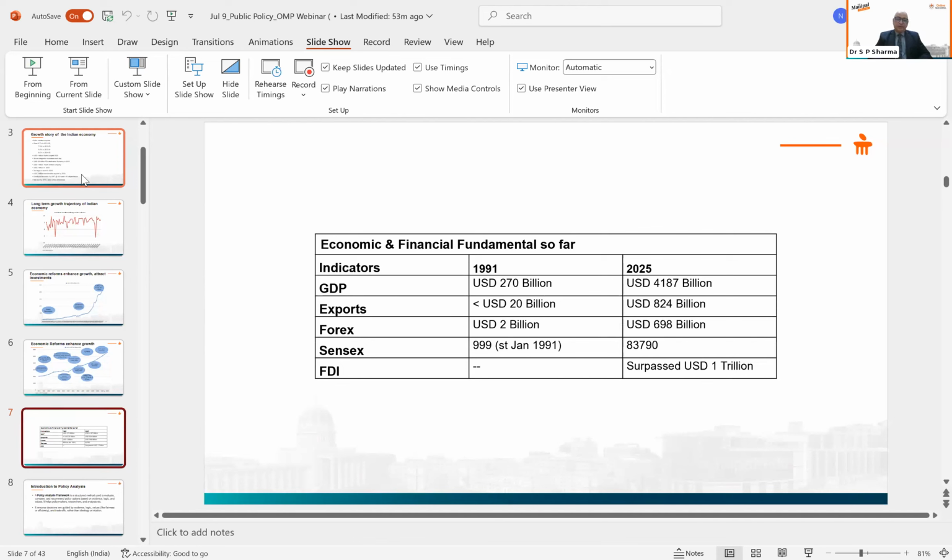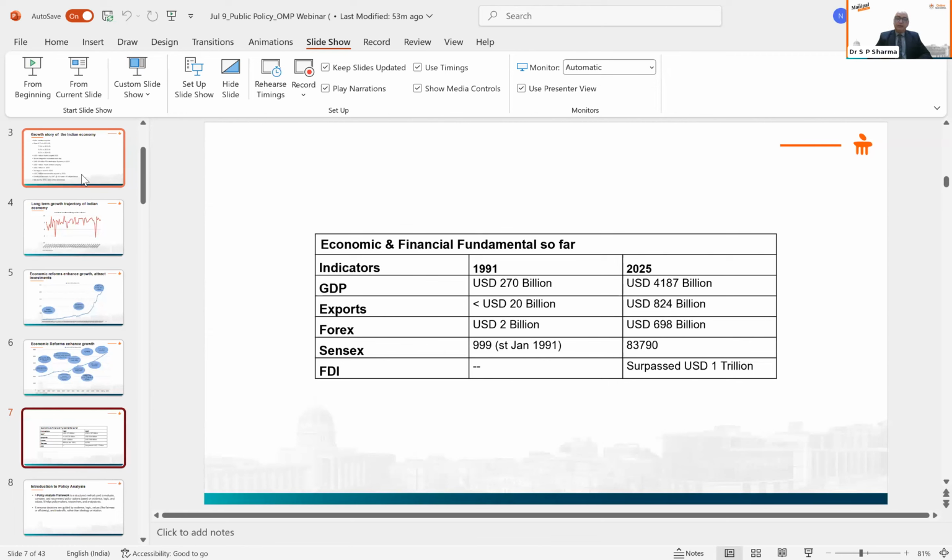And forex reserves. Our forex reserves were only $2 billion in 1991. Now we have around $700 billion in forex reserves in our kitty. That is providing a great resilience to our economy, a great margin for our imports, and it covers more than 1 year of our imports. In the years of crisis, or if something happens at the global level, we have great support from our forex reserves.